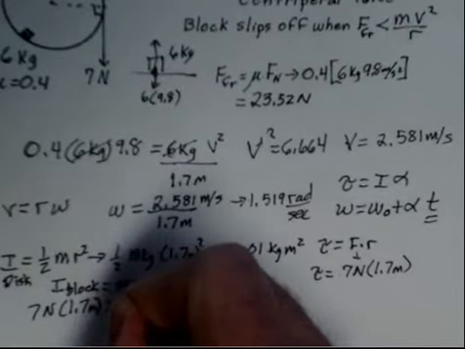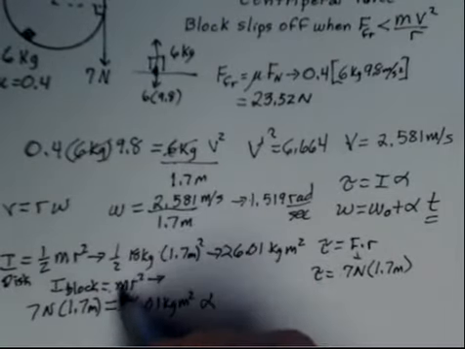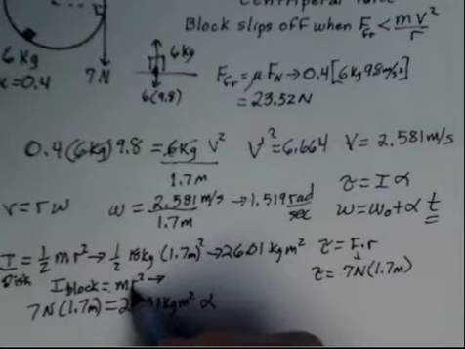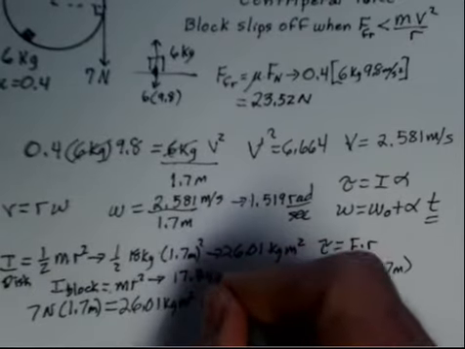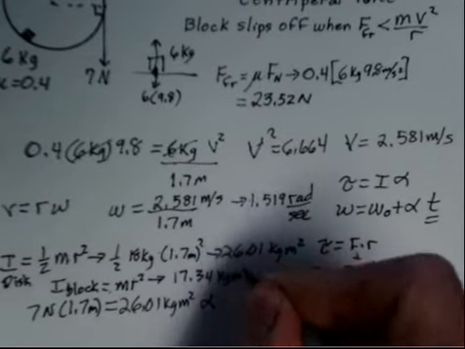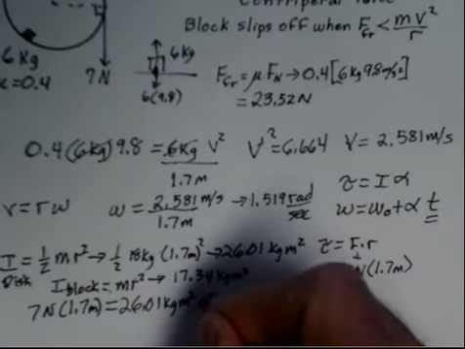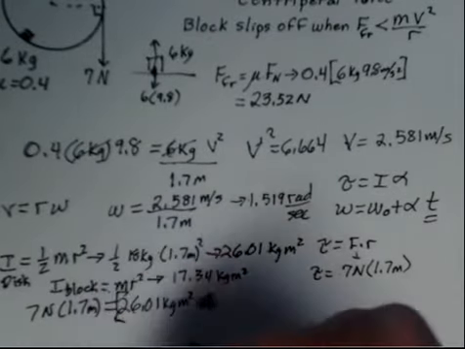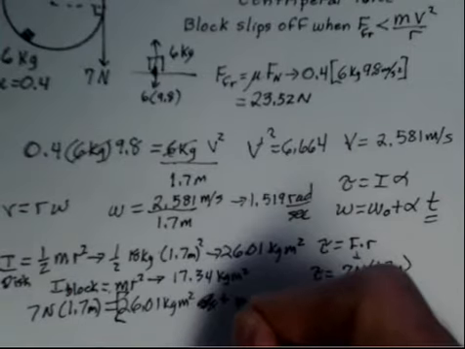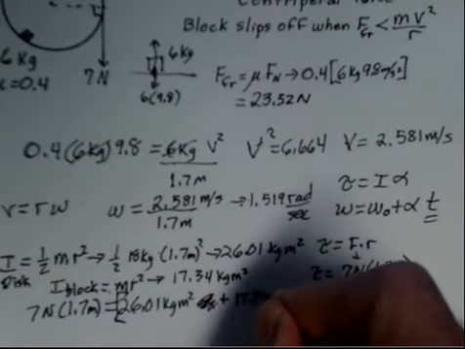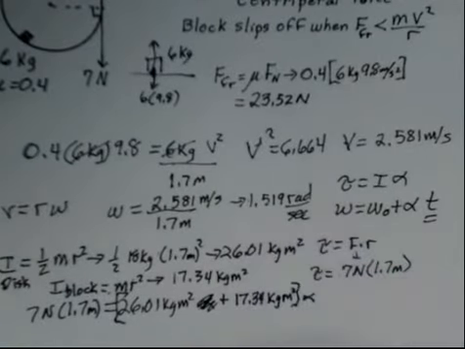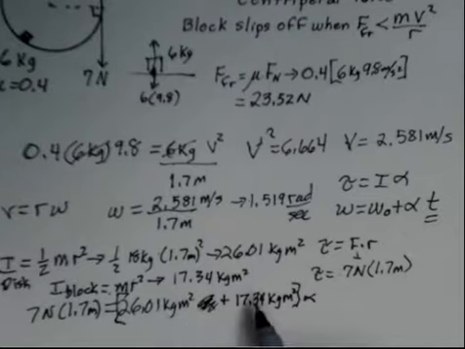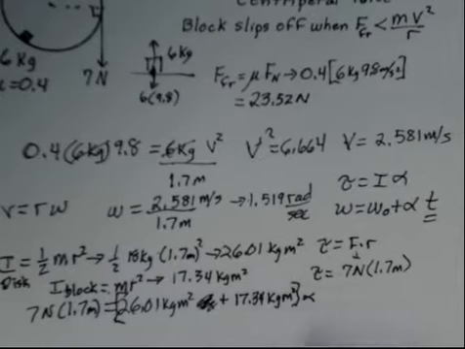That's just mr squared. If you put in 6 kilograms and 1.7 squared here, the moment of inertia for just the block is 17.34 kilograms meter squared. And we get the total moment of inertia by adding these two together. I almost forgot to do that. I would have had to redo the video. But the total moment of inertia is the moment of inertia of the disk plus the moment of inertia of the block that's in the circular motion. So we add those two together and get alpha.